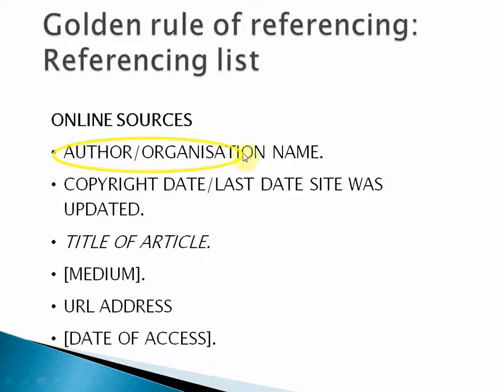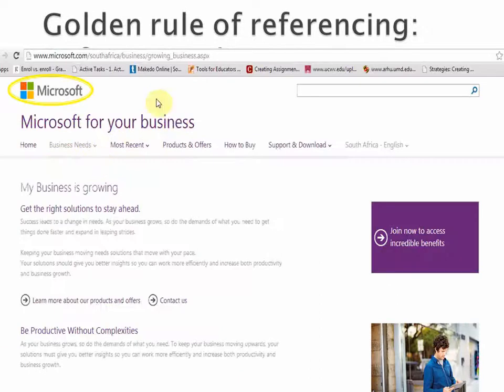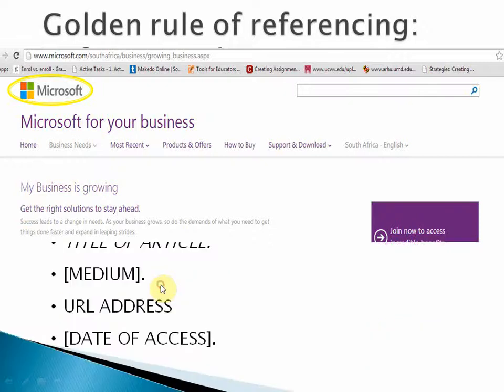The first thing is your author or your organization's name. Now where do we find that on a website? Looking at our example, it's right here. That is our author, because there is no author anywhere. It is a company that wrote this information.